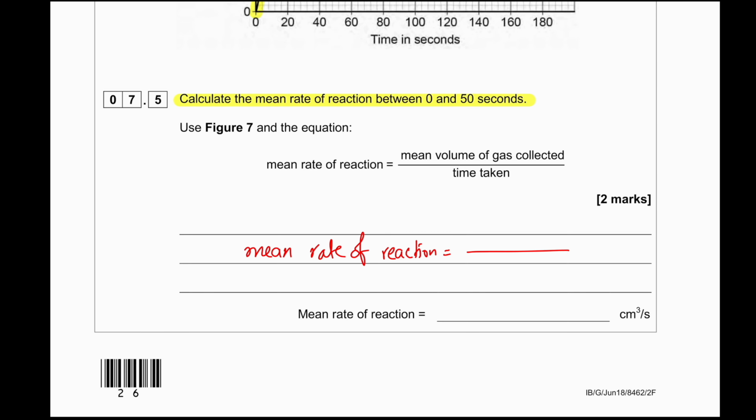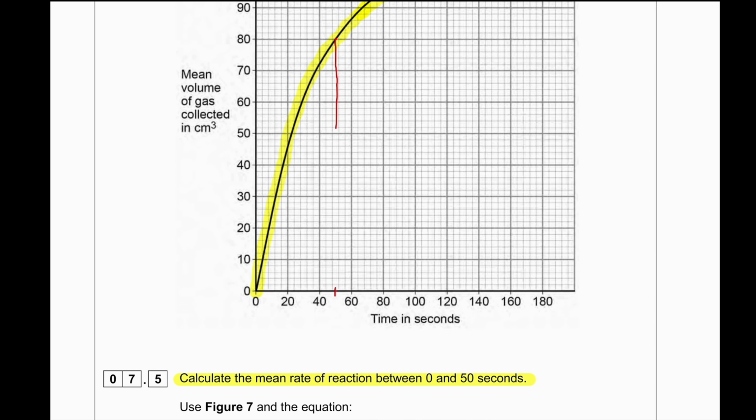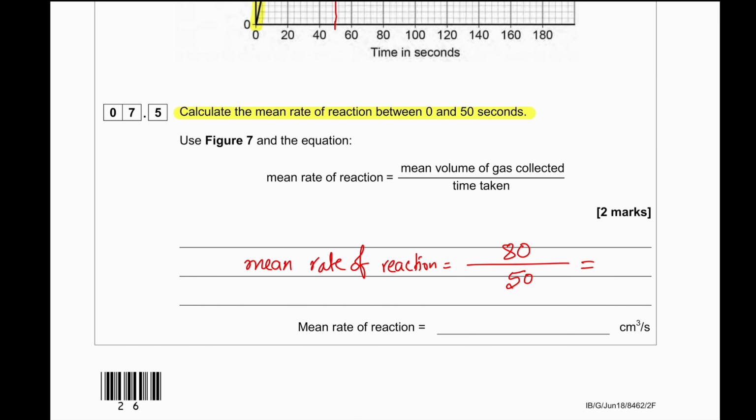We can see in this experiment the amount of gas produced is faster in comparison with that of the time, and the reaction finishes faster. Calculate the mean rate of reaction between 0 and 50 seconds. So at 50 seconds, the volume of gas produced is 80 cm3, divided by the time taken, which is 50. 80 divided by 50 gives 1.6 cm3 per second.